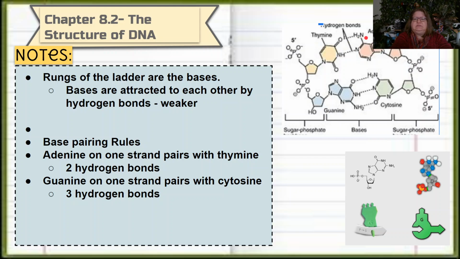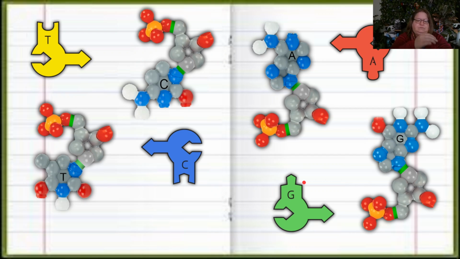Then we have the bases in the middle, thymine binding to adenine through those hydrogen bonds, guanine binding to cytosine through those hydrogen bonds. And then on the other side, we've got our base, our deoxyribose, and our phosphate connecting to the deoxyribose and phosphate of cytosine. So there's your basics of the structure of DNA.